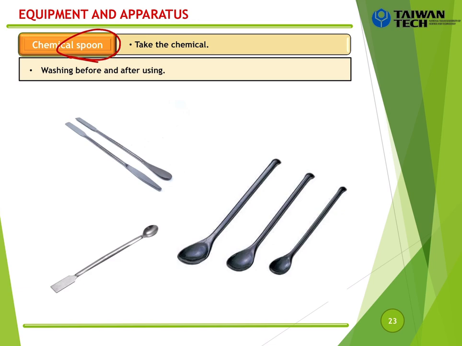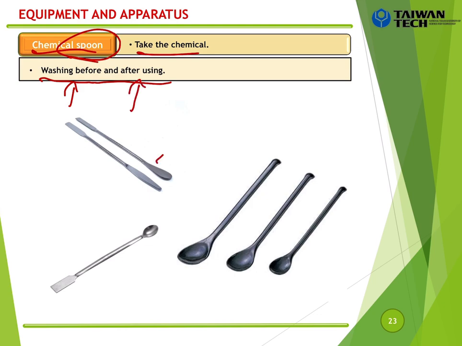And we also have the spoon, and this spoon we use for chemicals. We just use it for taking chemicals, and remember to wash it before and after using. Why do we need to wash before using? Because maybe someone used it and didn't wash it carefully. So you need to wash it, make sure it's clean, and after using you need to wash it to return it.